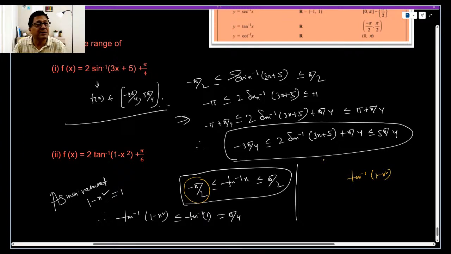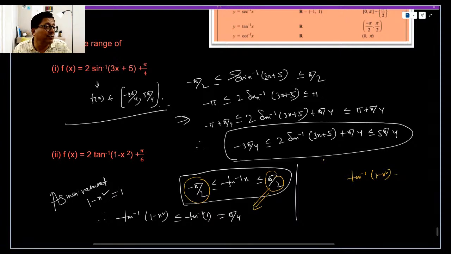Tan inverse of 1 minus x square can have that value. Tan inverse of minus infinity is possible because x square goes on increasing, only 1 is added. 1 minus x square, the maximum value is 1. Minimum value is what? No one knows, because x goes on increasing. When x goes on increasing, 1 minus x square goes on decreasing, up to minus infinity. So this part I cannot change. Only this part I have changed to pi by 4, because the maximum value was 1 minus x.